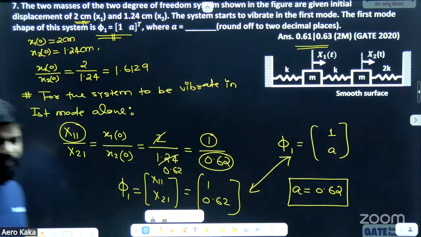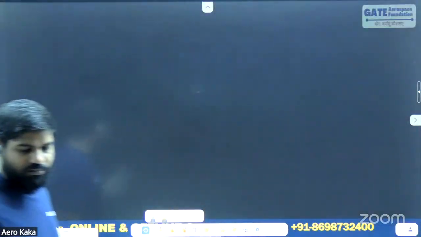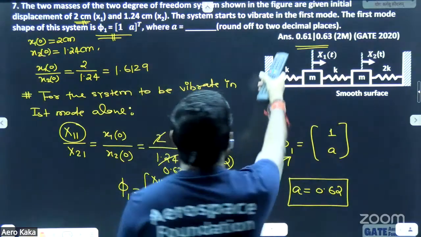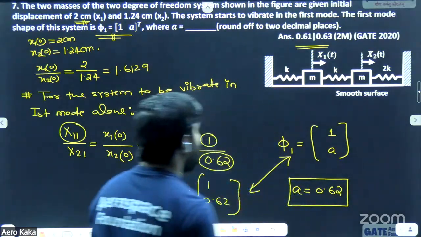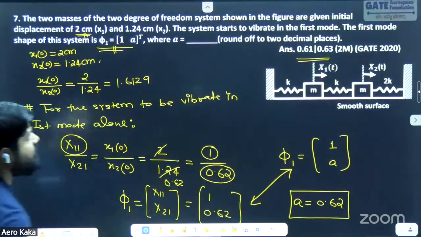Is it easy or tough? It's really very easy as well as boring. Most of the students get confused just by looking at this much data given. Yes, data is given, but it doesn't mean that it's a tough question. It's a really, really very easy question. Okay.